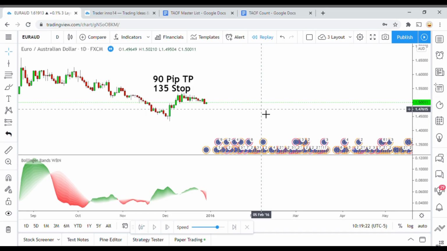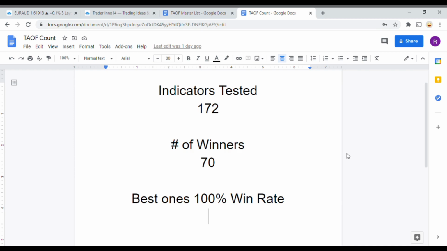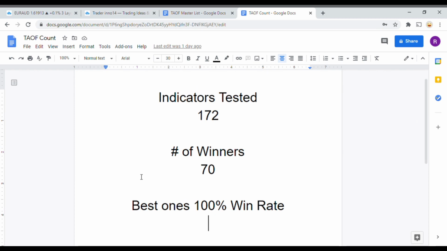All right, as I said, today we will be testing the Bollinger Bands wide and narrow. But before we do, I wanted to put the indicator scoreboard up for everyone to see. So to date, we have tested 172 indicators. And out of those 172 indicators, 70 of them have been winners, which means that they have met or exceeded the 60% win-loss ratio threshold that we have set for them. The best ones so far were able to achieve a 100% win rate.